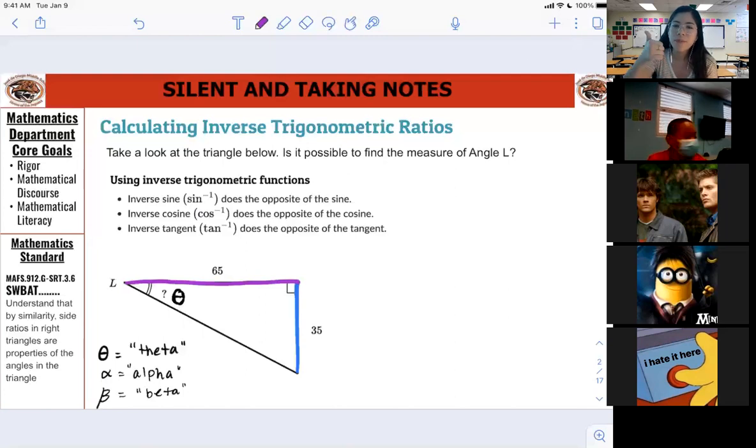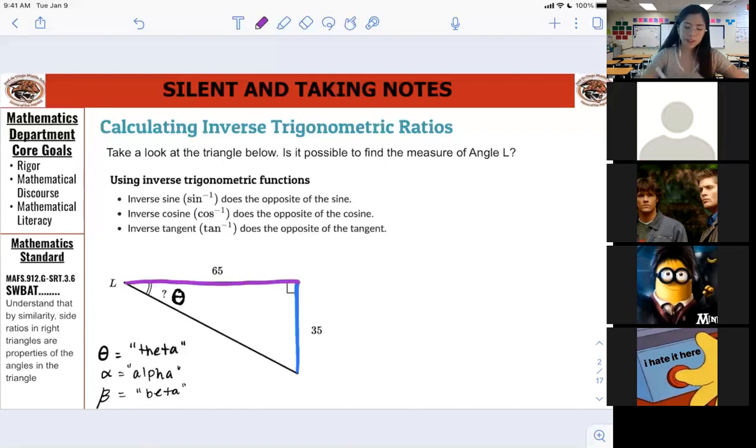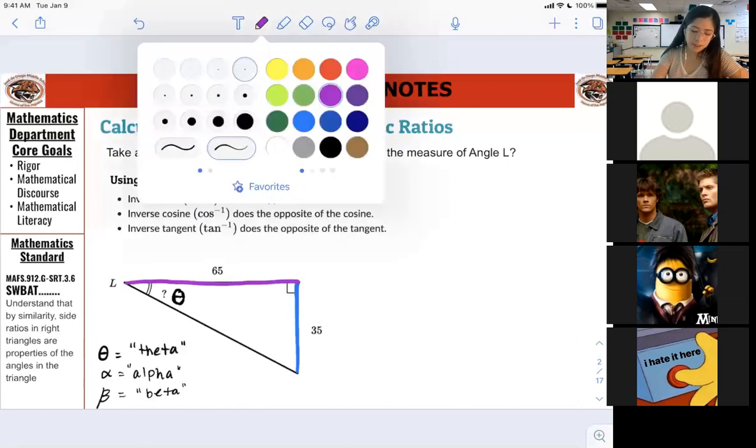Should I use sine of theta, cosine of theta, or tangent of theta? Okay, Emily says tangent. What do you guys think? I agree. You agree? Okay, good. Because the blue side is my opposite, and the purple side is my adjacent. So opposite over adjacent is definitely going to be tangent.